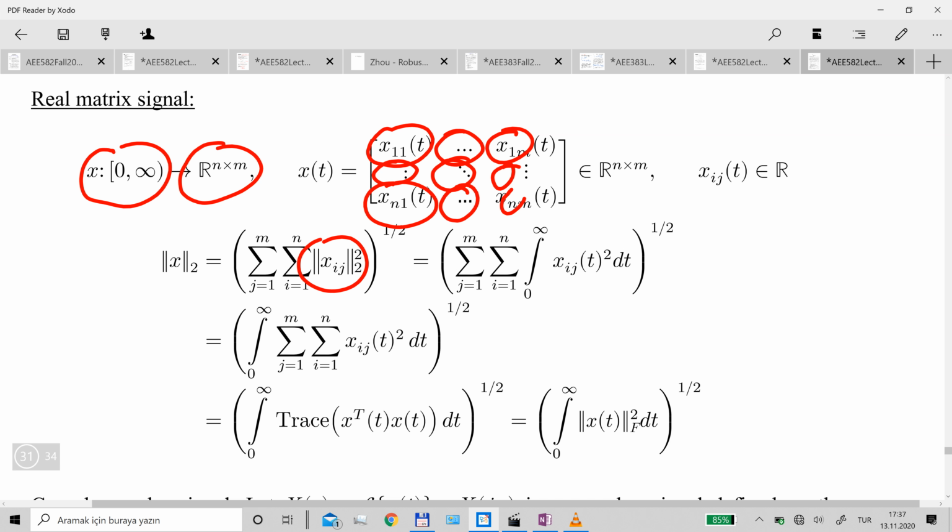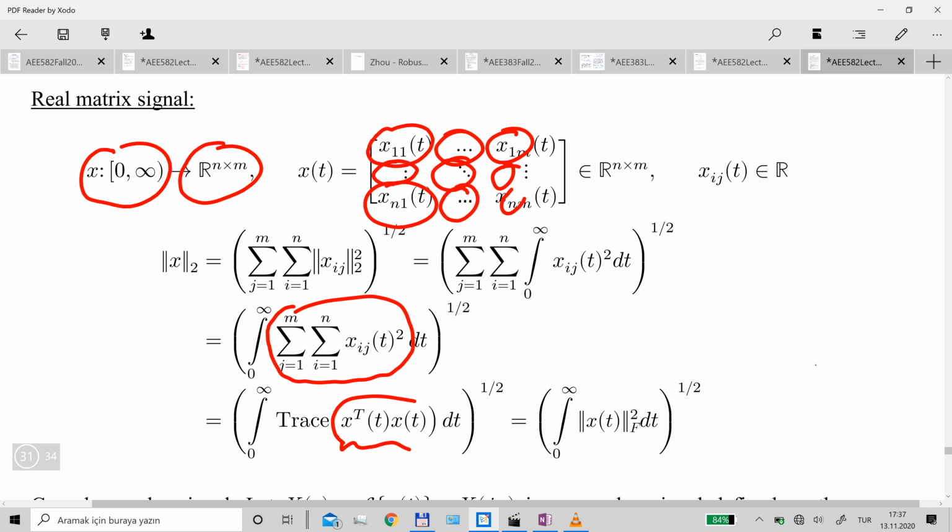And just like what we did in the real vector signal, we switch the places of the integration and the summations, and we're left with this double sum inside. And if you consider that double sum, it is equal to the trace of this product. Remember, x of t is a matrix. You take the transpose of that and multiply with the x of t itself. And then you take the trace of that resulting matrix, and that becomes equal to this double sum.